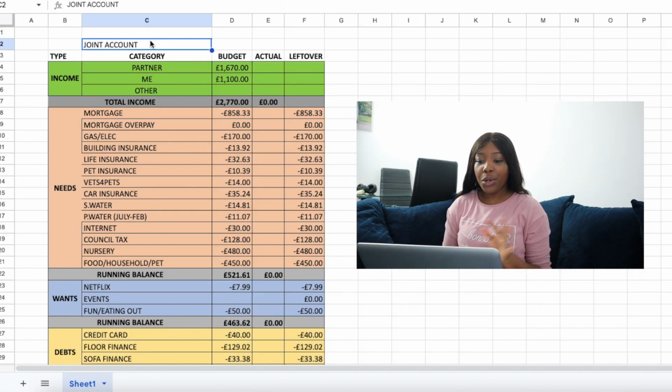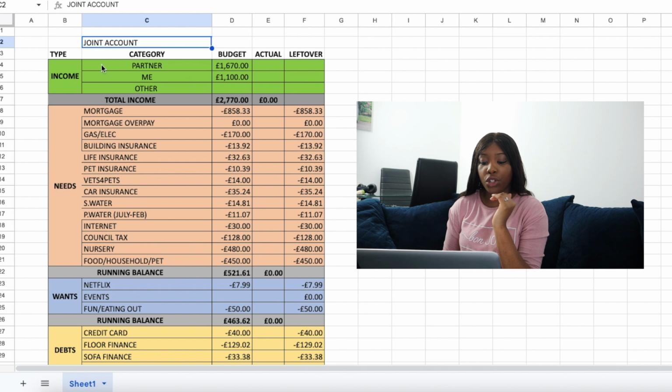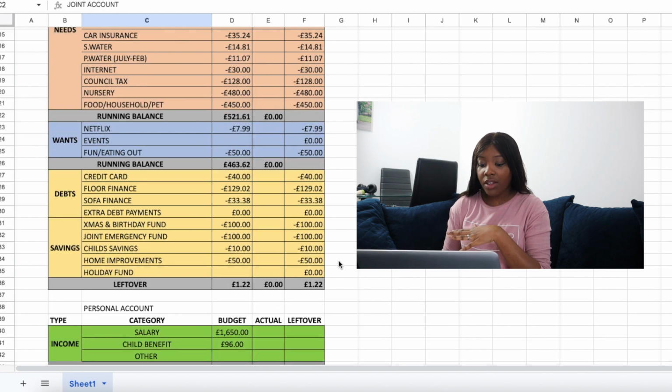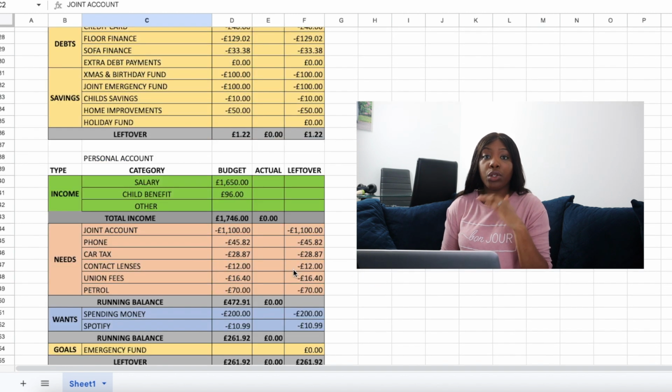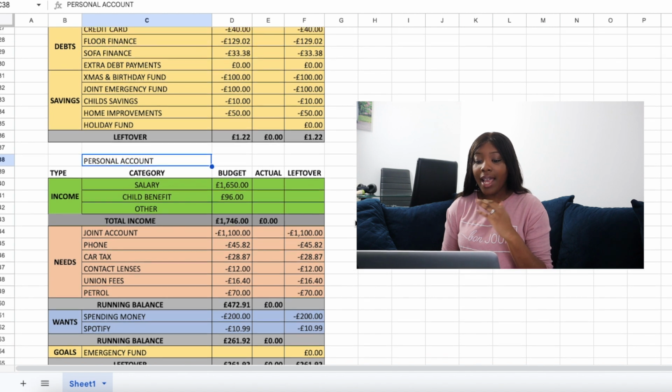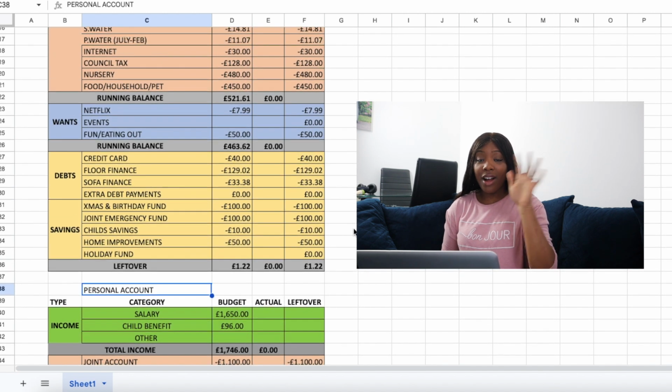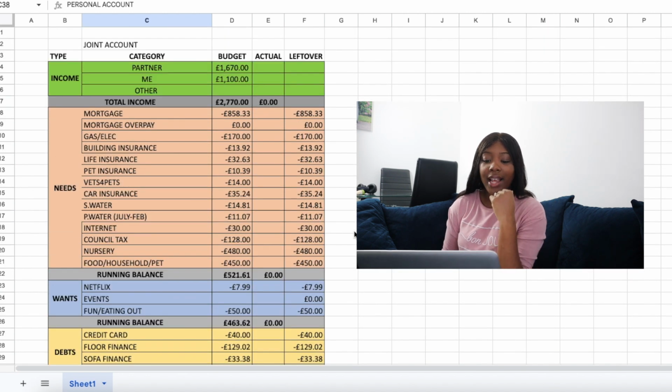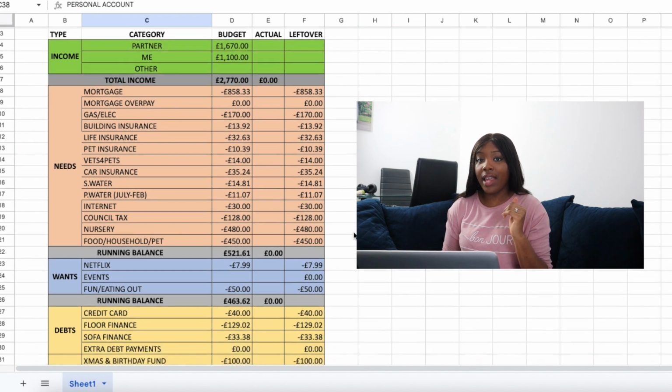Okay, so let's have a look at this budget first. Now I can see that they have split this into two different sections. They've got a budget for their joint account, so it will be with themselves and their partner, and then we also have the personal account as well. I quite like the color coordination. I think the color is quite nice, and I do like the way they've split their budget as well.